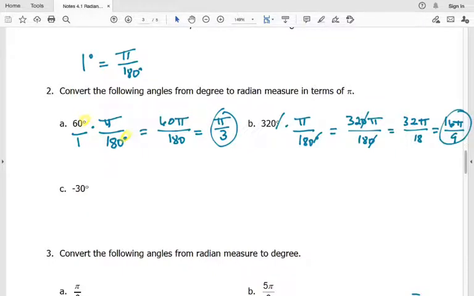All right, negative 30 degrees. So multiply it by pi over 180 degrees so that your degrees cancel out. So you've got a negative 30 pi, don't forget the negative, over 180. And then that equals a negative pi over 6. All right, let's go convert from radians to degrees.